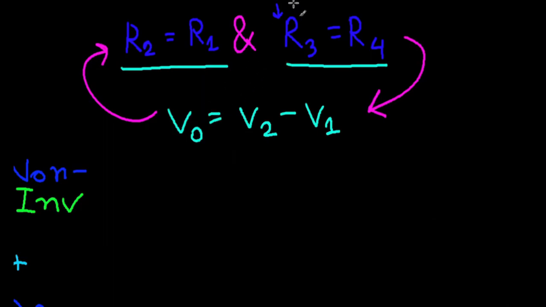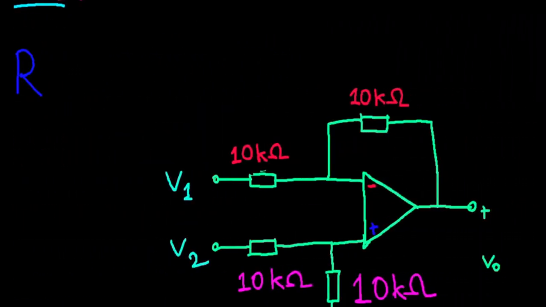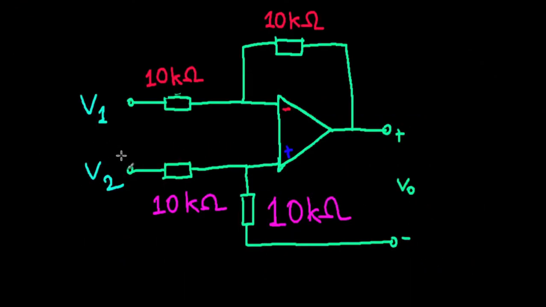So this is basically all that you need to know about a subtractor. In essence, all that it does is it takes any two voltage signals and finds the difference between them. It doesn't amplify them. It doesn't amplify anything. It just finds the difference between them. That's why it's just called the subtractor.